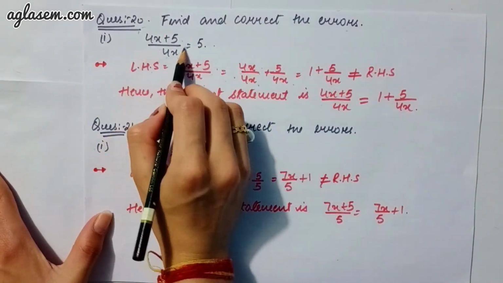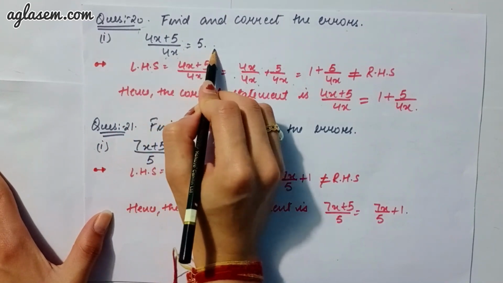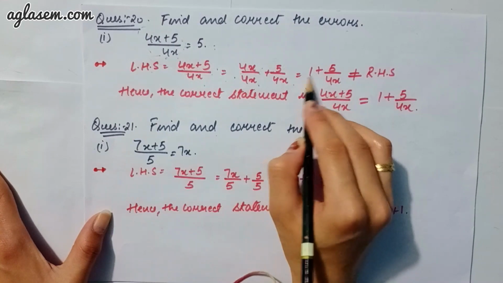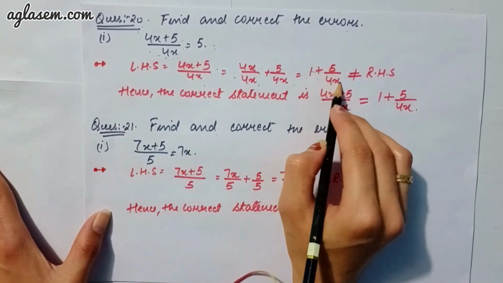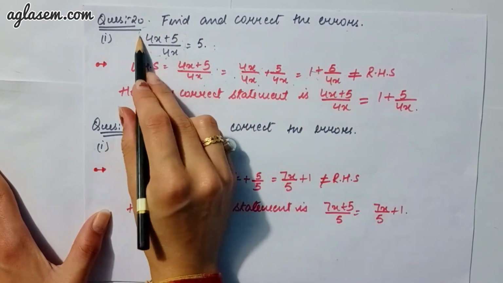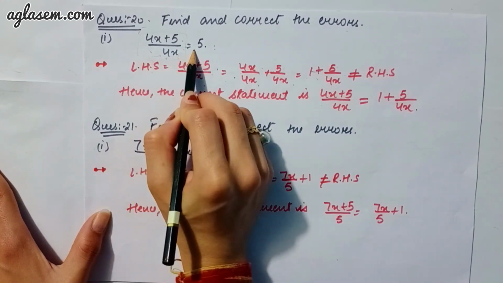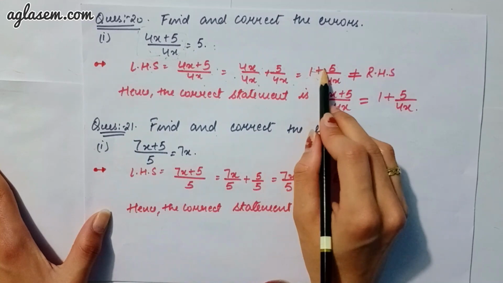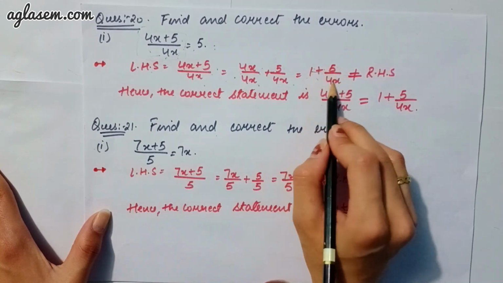Moving to our 20th question, which says find and correct the errors: (4x + 5) divided by 4x equals 5. Again taking the left hand side and solving it, we will get 1 + 5 upon 4x. It means that LHS is not equal to RHS, and LHS is equal to 1 + 5 divided by 4x.